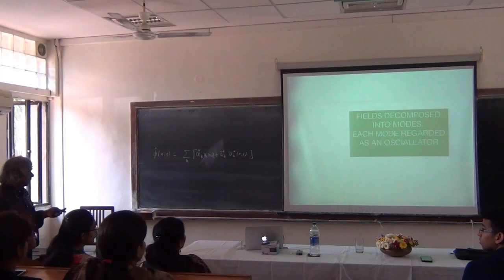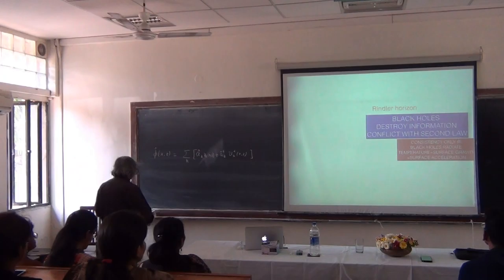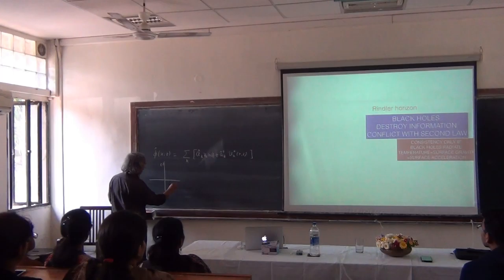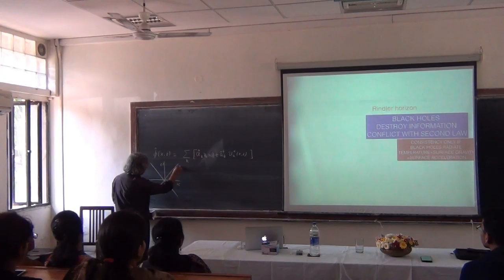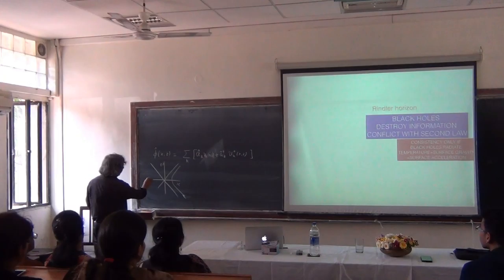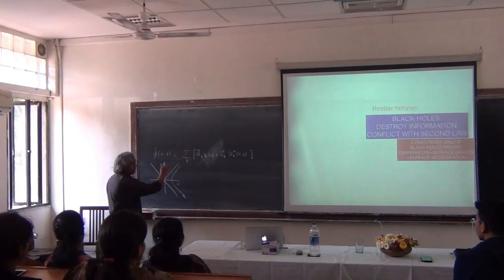Okay, we also talked about the Rindler horizon last time. We had the picture that looks like this. You put CT over here and X here, and the light cones go like this. And you have a family of observers who are uniformly accelerating. Now, you notice that events which are in this part of the space-time are not accessible to these observers.